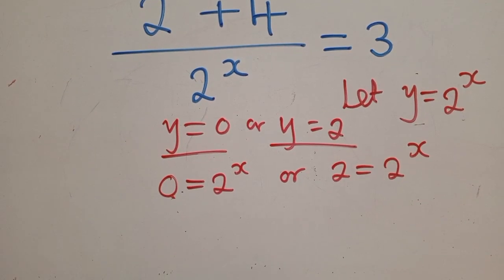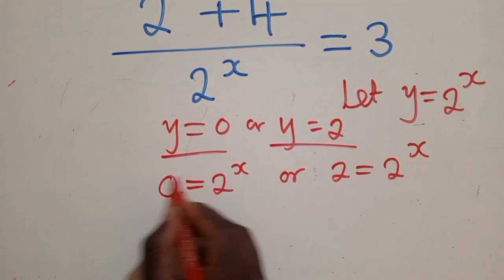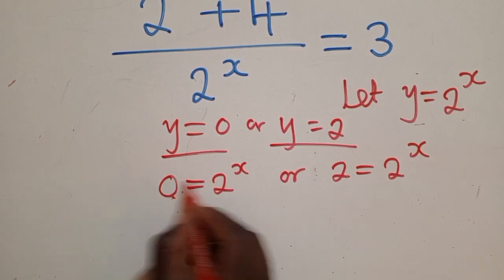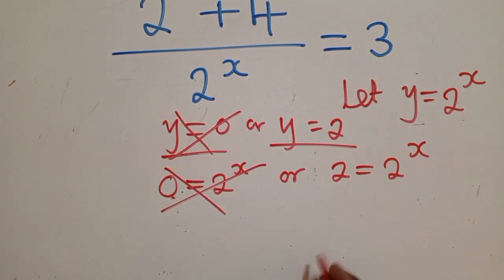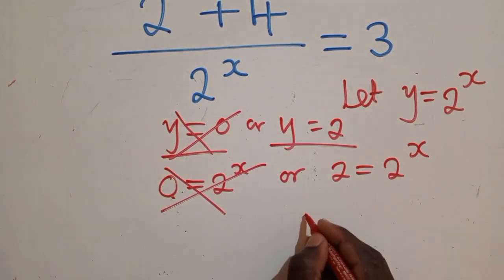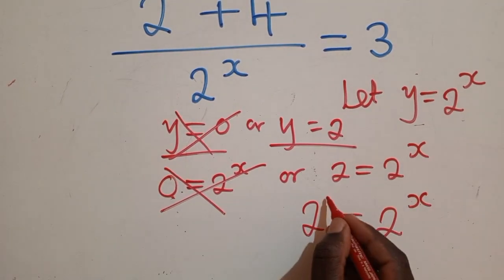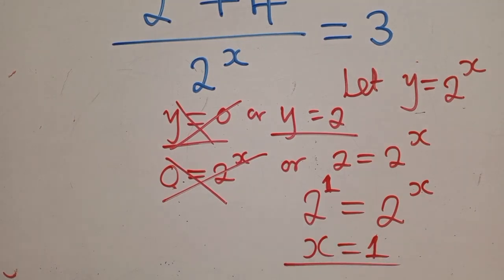So now, this one, we can't find the value of x using this one because you're supposed to apply log, of which there is nothing like log 0. So for y is equal to 0, forget. You just go to 2 is equal to 2 power x. So we know what power do we have here? It's a power 1. Laws of indices, when the bases are the same, you equate the powers. So x is equal to 1. x is equal to 1 is the solution.